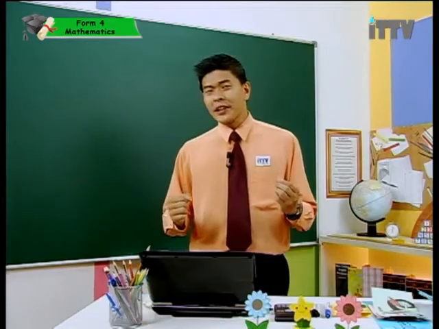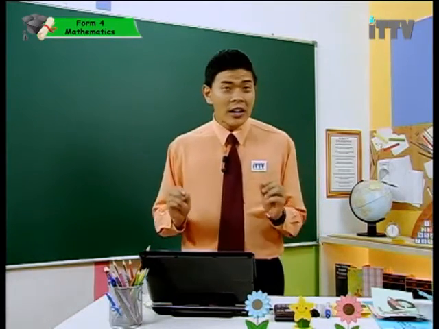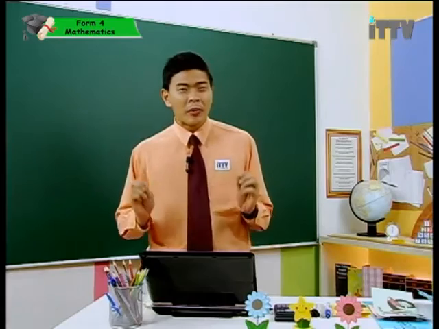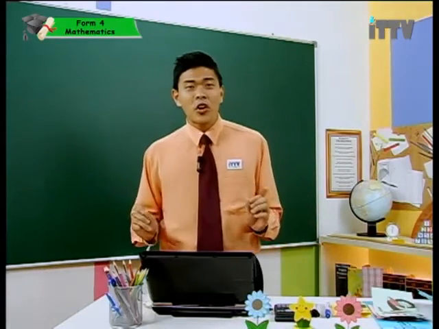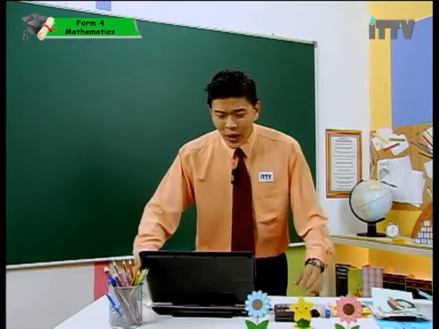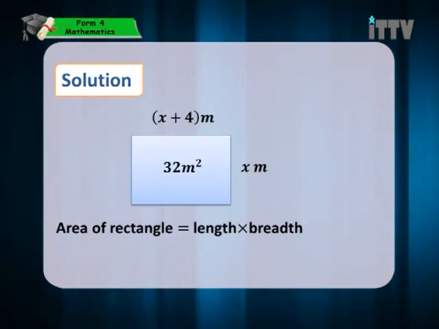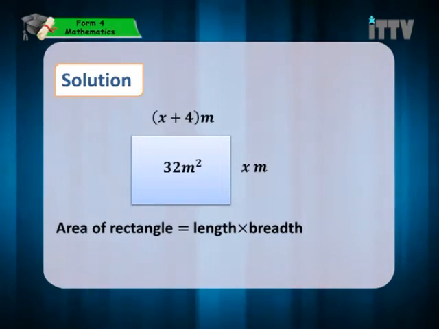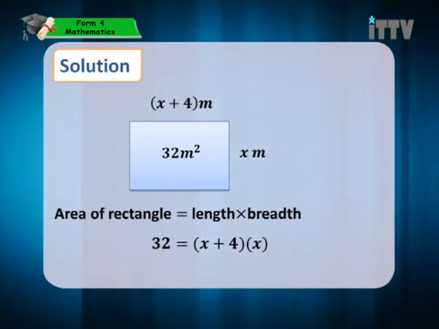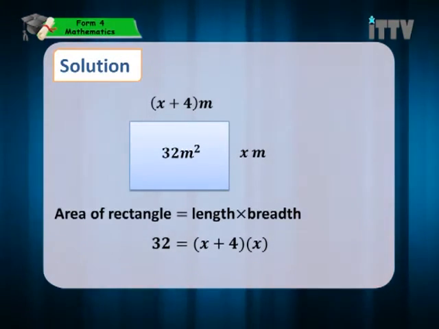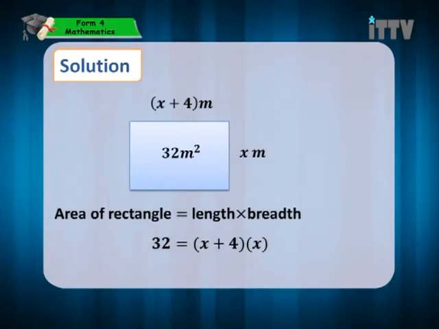So in step 3, you are required to form a quadratic equation based on this specific situation. Remember, don't form any equation based on anything. It must follow a specific situation. So what is the situation known? We have the area of the rectangle, which is the length multiplied by the breadth. And since the area of the rectangle is 32, it will be x plus 4 multiplied by x.